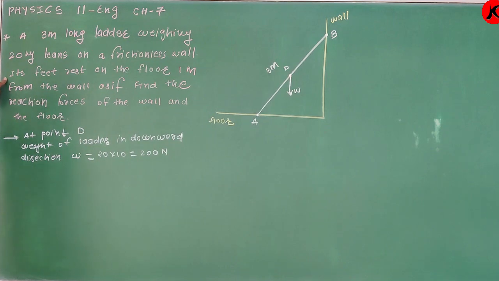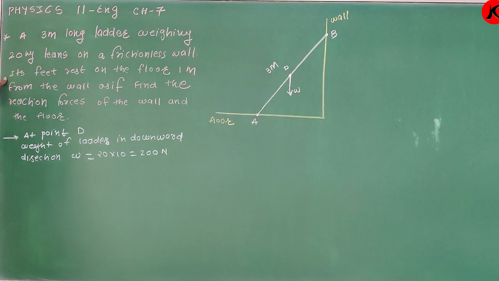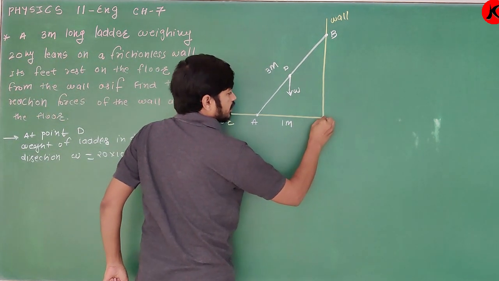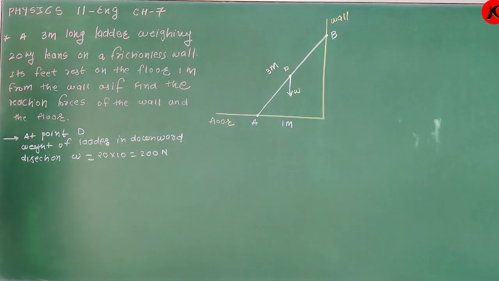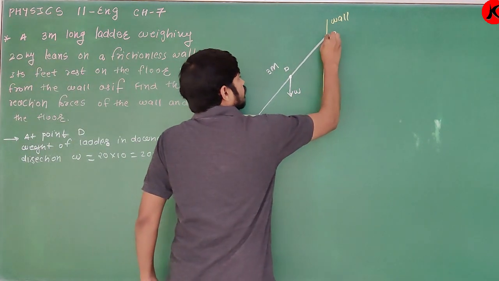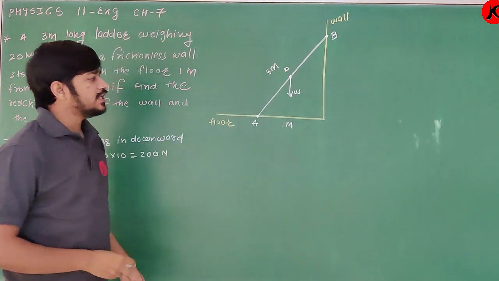Now, a 3 meter long ladder weighing 20 kg leans on a frictionless wall. Its feet, meaning this one, rest on the floor 1 meter from the wall as shown in figure. So this distance is 1 meter from the wall. You have to find the reaction forces of the wall and the floor. Meaning at this point, what is the reaction?